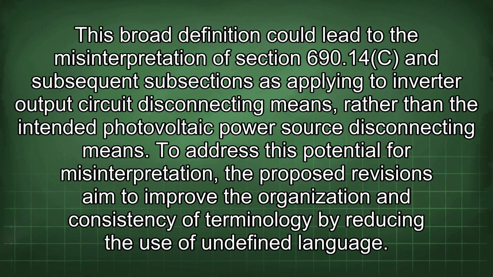This broad definition could lead to the misinterpretation of Section 690.14(C) and subsequent subsections as applying to inverter output circuit disconnecting means, rather than the intended photovoltaic power source disconnecting means. To address this potential for misinterpretation, the proposed revisions aim to improve the organization and consistency of terminology by reducing the use of undefined language.